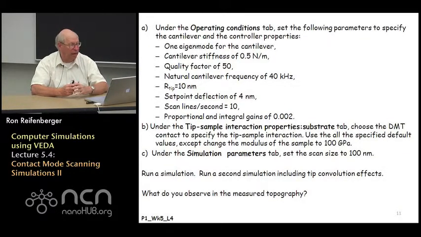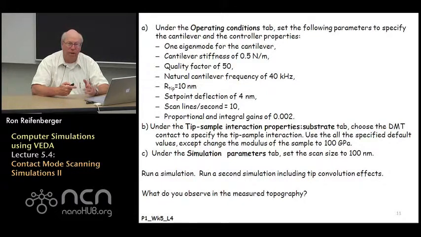Again, we have to set the operating conditions. We have to set the tip sample interaction properties. In this case, I'm using the DMT model. Again, I'm using a sample which has 100 gigapascal modulus. That's a pretty hard sample, right? I want to run a simulation with 0 tip radius, and then I want to include the tip radius and show you how the topography that the AFM gives you changes once the tip radius is included.